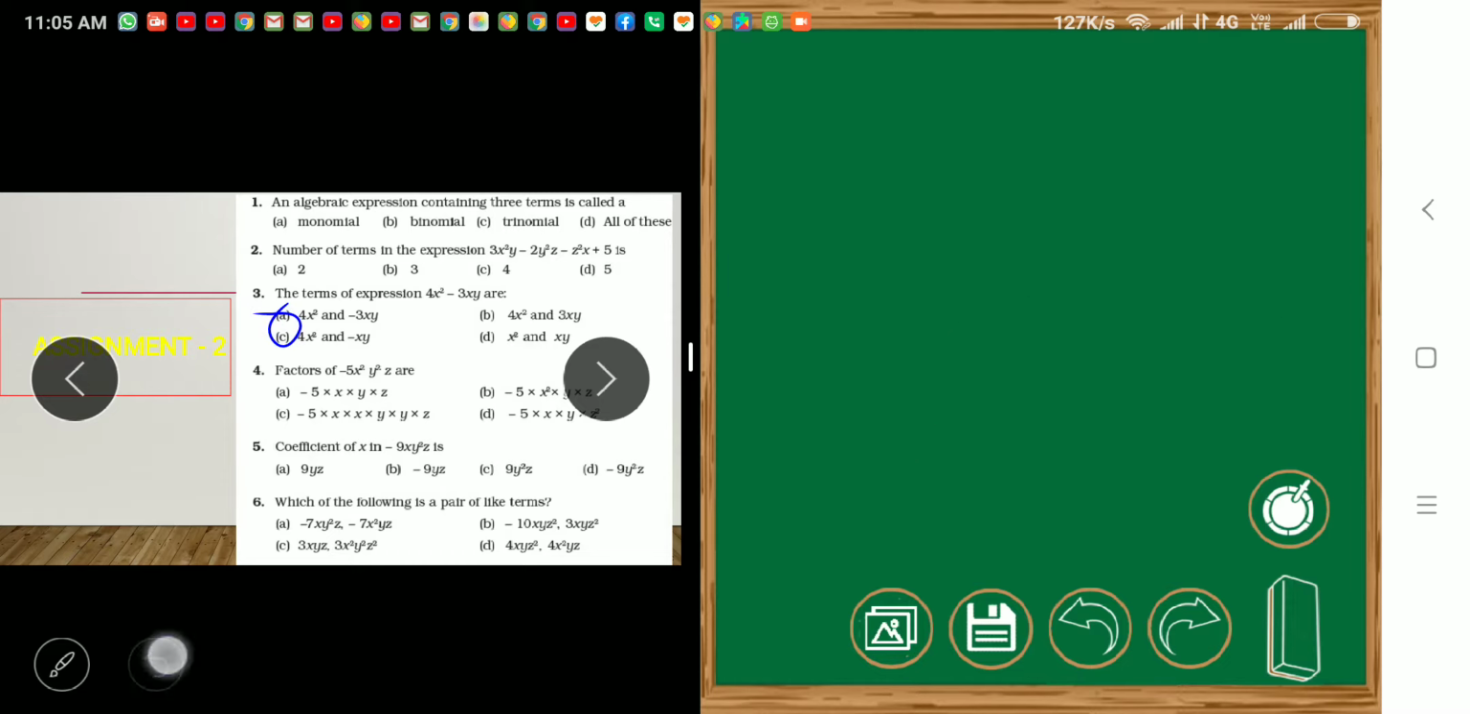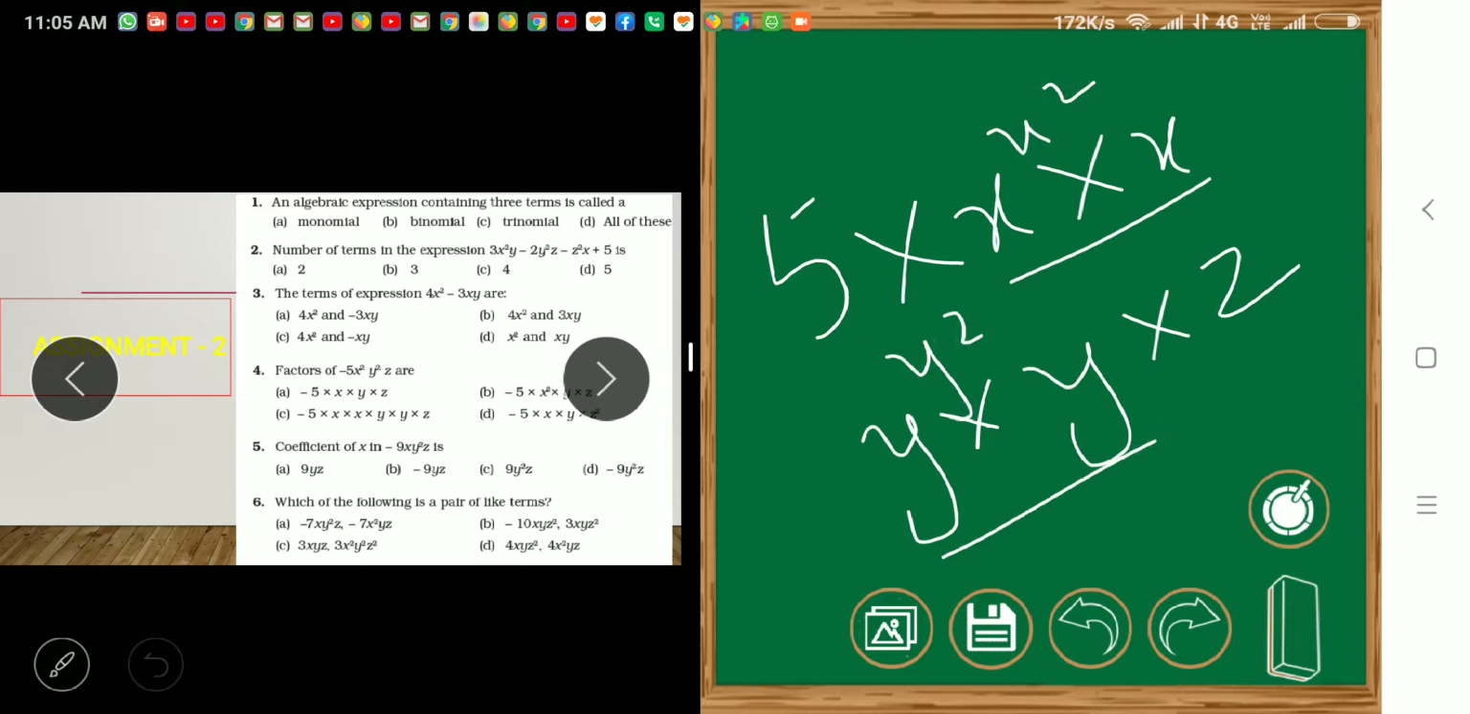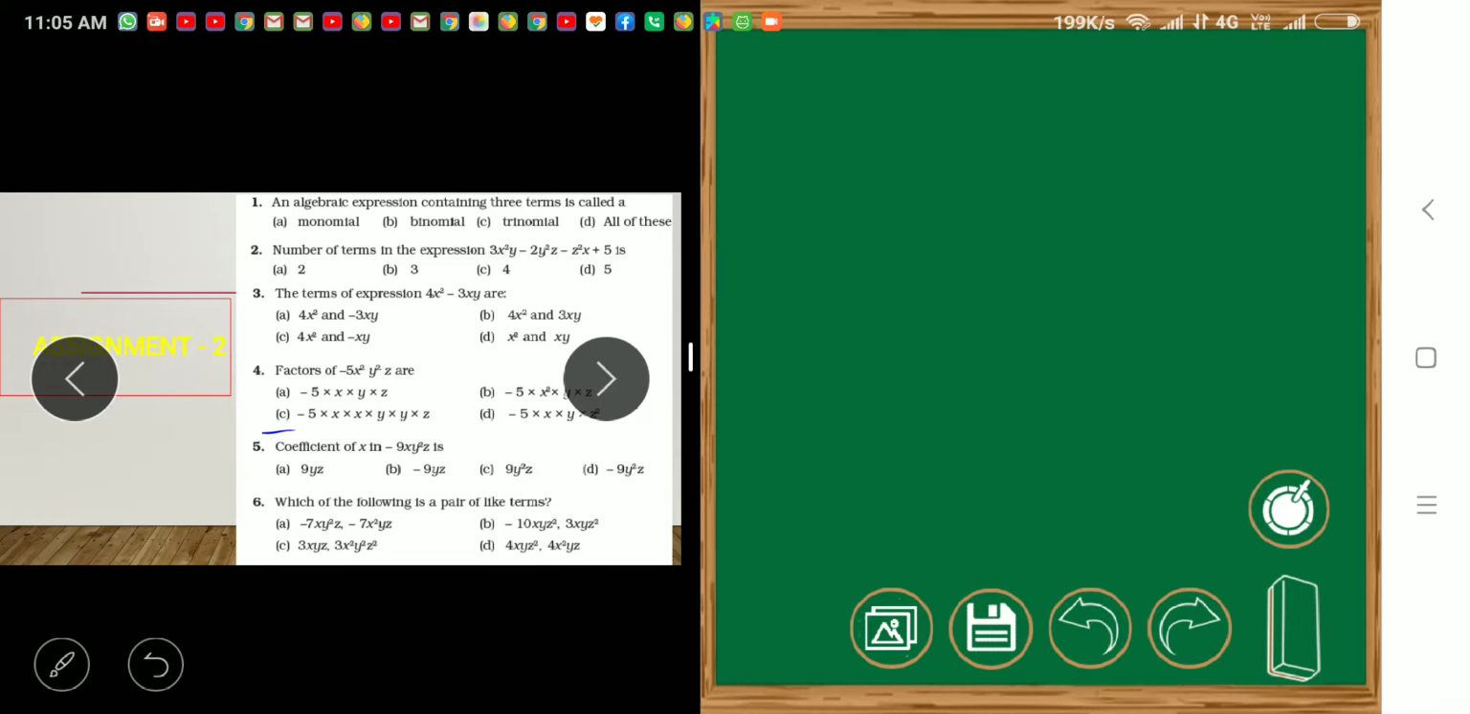Okay. And then the fourth one, factors of minus 5x square yz. 5 is one factor, x square can be written as x into x, y can be written as y into y, and z we have only one. X into x, if you multiply, you will get x square; y into y, if you multiply, we will get y square. So this is the option, and it is with minus also. So 5xyy, this is your third one. C is your answer.